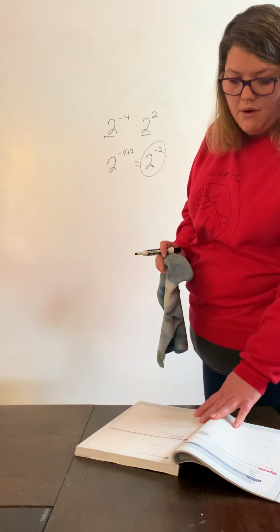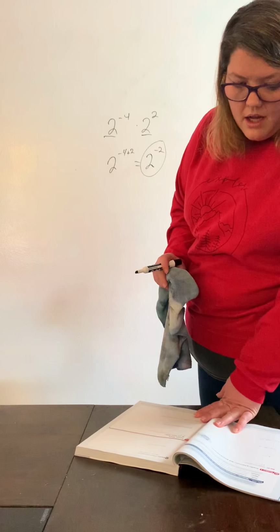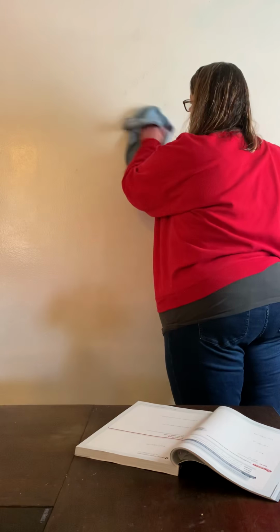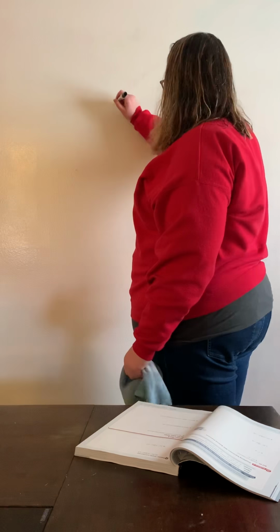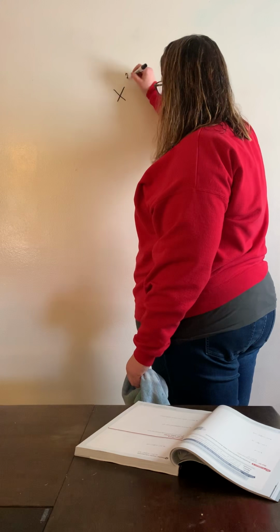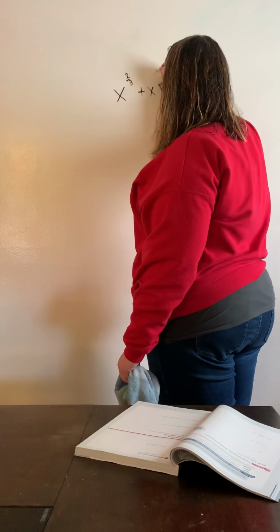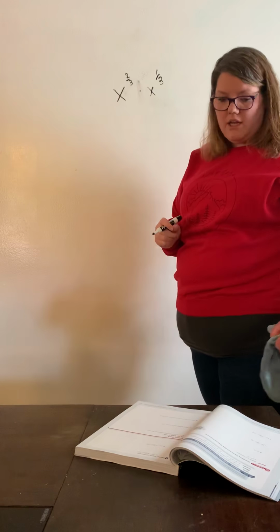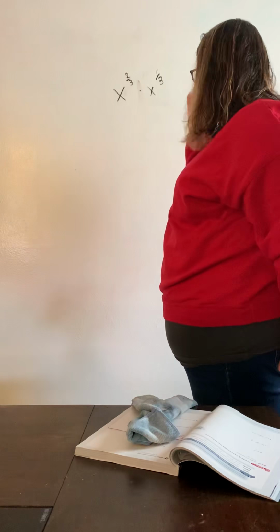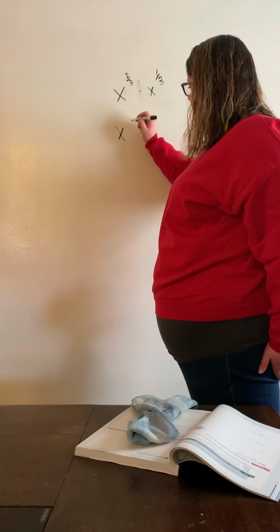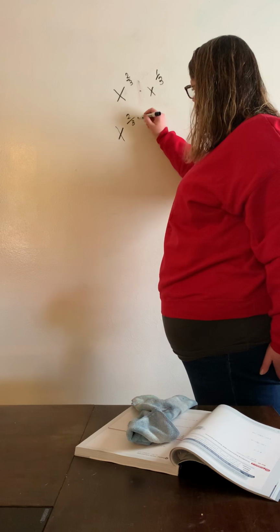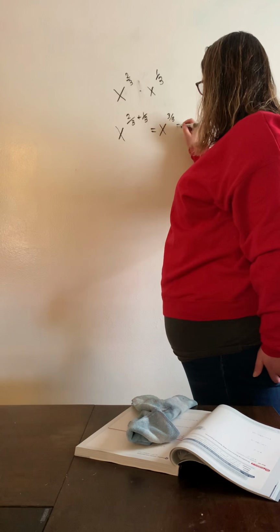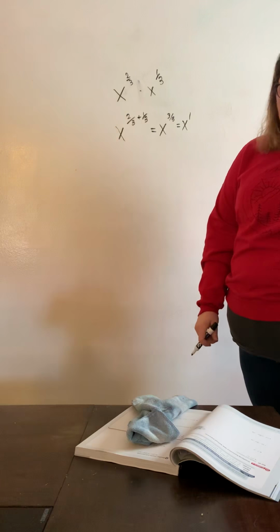Now, if we want to look at ones where your exponent is a fraction. Let's say I have x to the 2/3 multiplied by x to the 1/3. Same rules apply. We're going to add our exponents. This would be x to the 3/3, which simplifies to x to the first power.